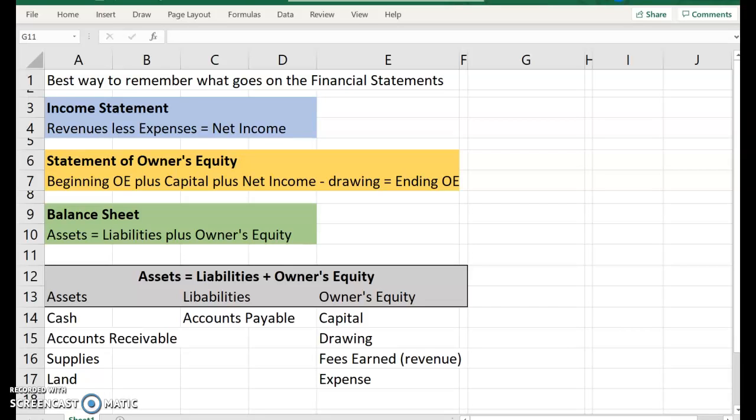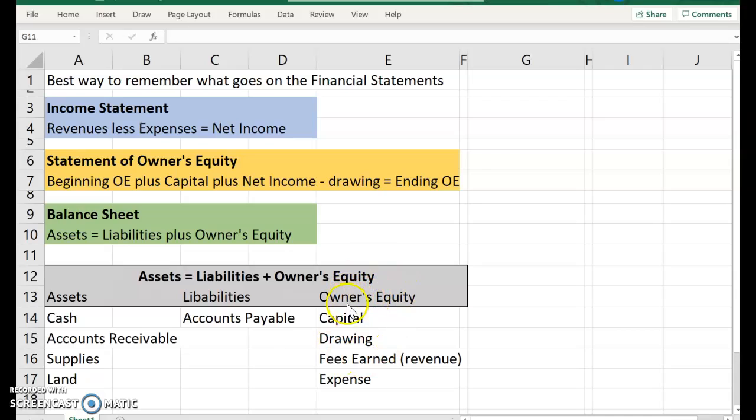Okay, the best way to remember what goes on the financial statements is first to figure out what belongs in each category. So if you know that assets are things that you own that are going to benefit you in the future, you know that cash, accounts receivable, supplies, and land are considered assets. Liabilities are things that you owe, for example, accounts payable.